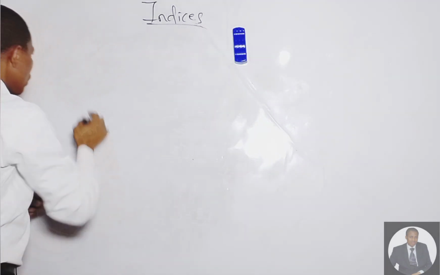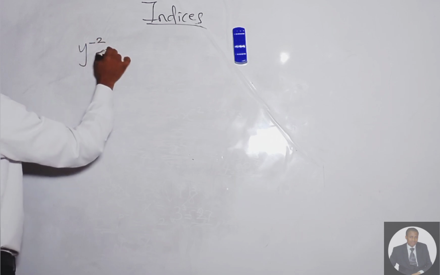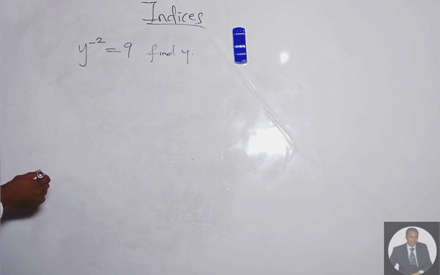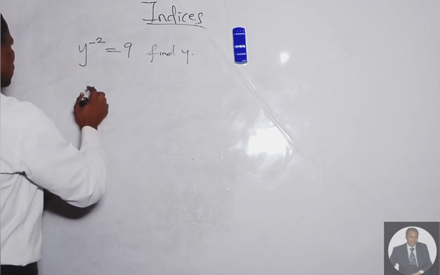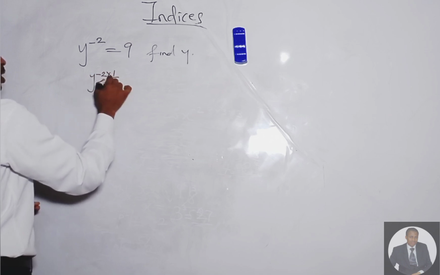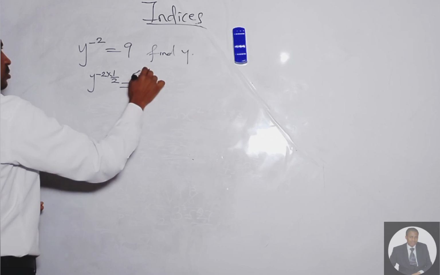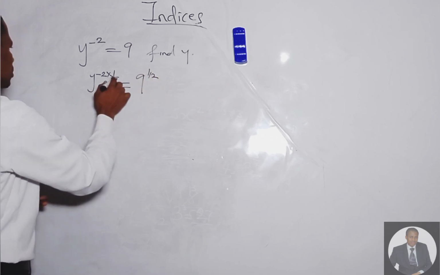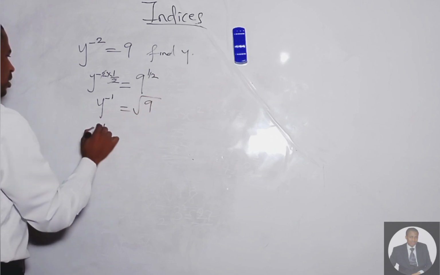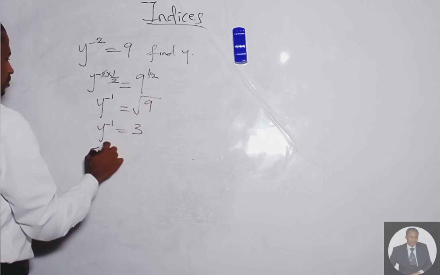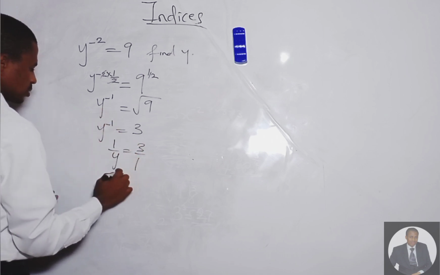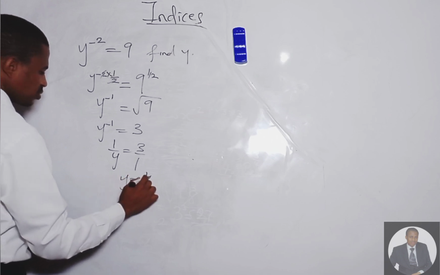Another question, y raised to the power minus 2 equals 9. Find y. We can raise both sides to the power half: 9 raised to the power half, that's the square root of 9. y raised to the power minus 1 equals 3. Now y raised to the power minus 1 is the same as 1 over y equals 3 over 1. Then y will give us 1 over 3.